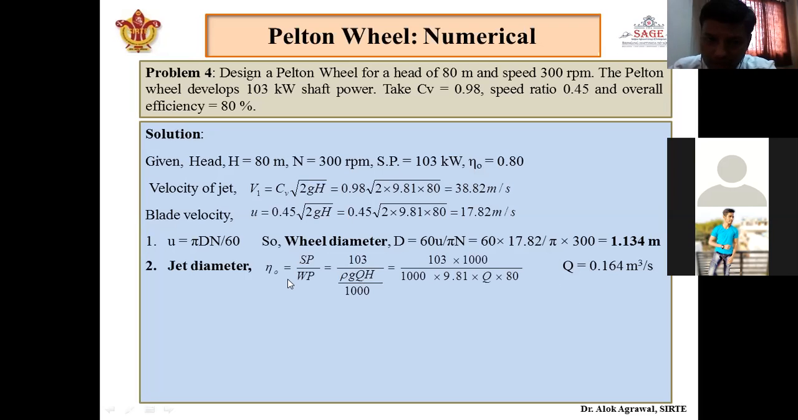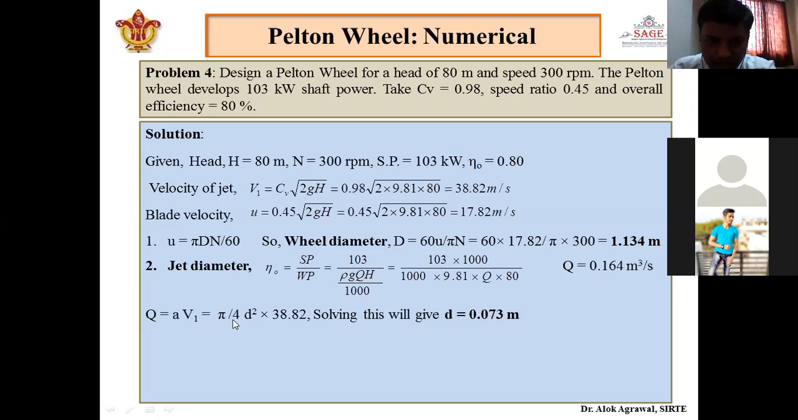So again, same formula, shaft power by water power. Shaft power is given, water power is rho g Q H by 1000. Again, one unknown, the rest of the things are known. So from here we can get capital Q. Now this capital Q is area into velocity, area A into V1.